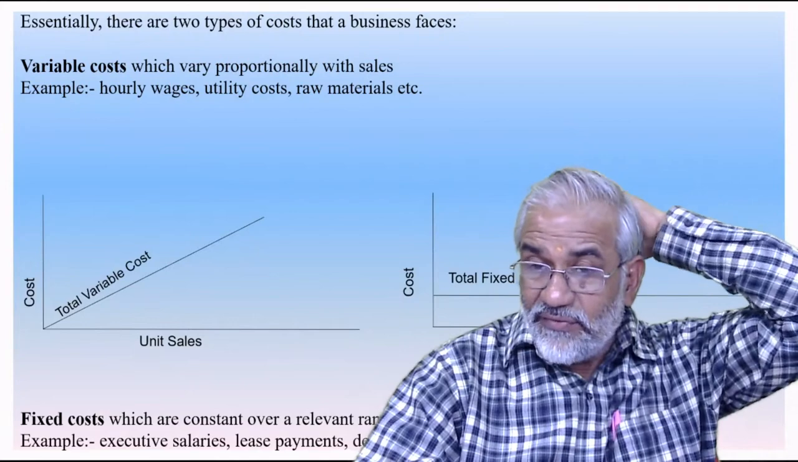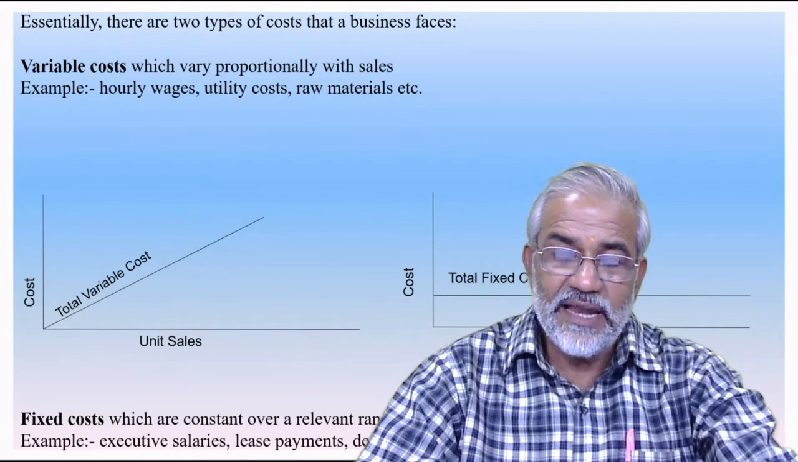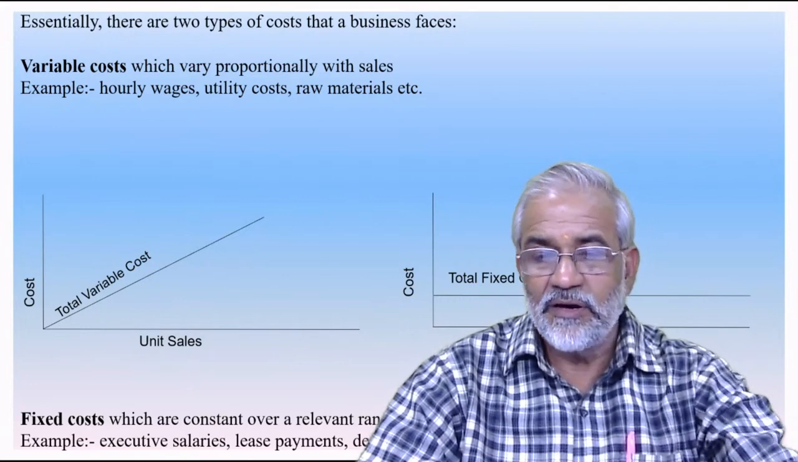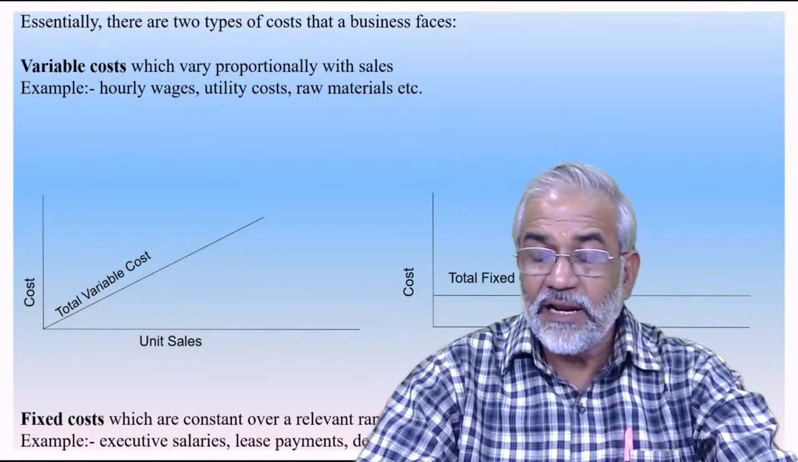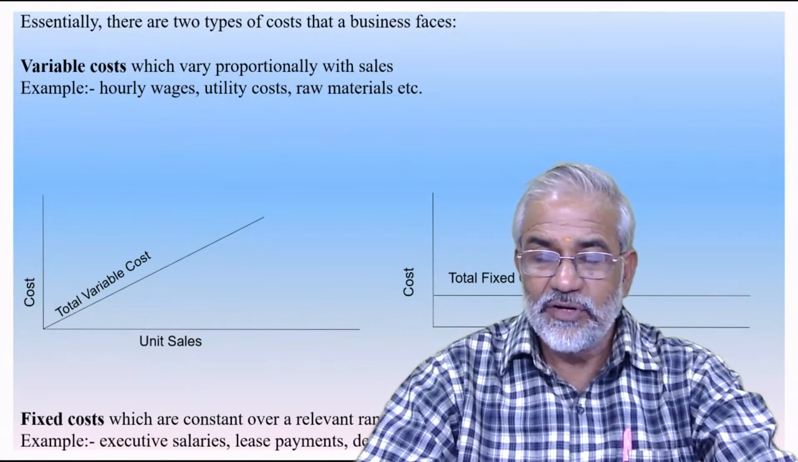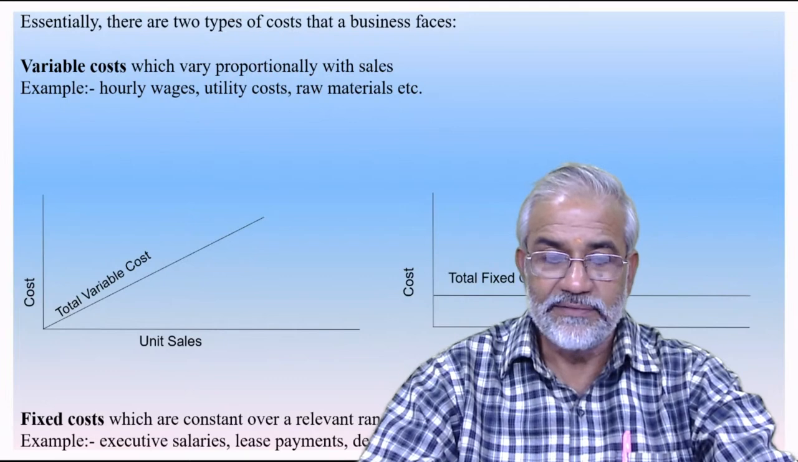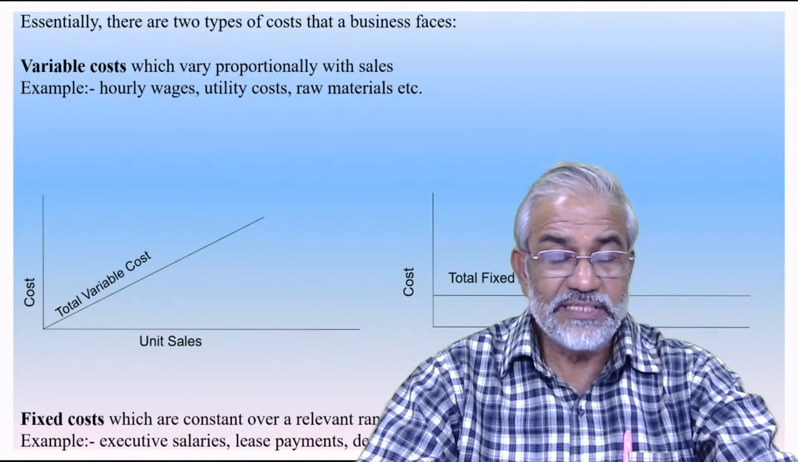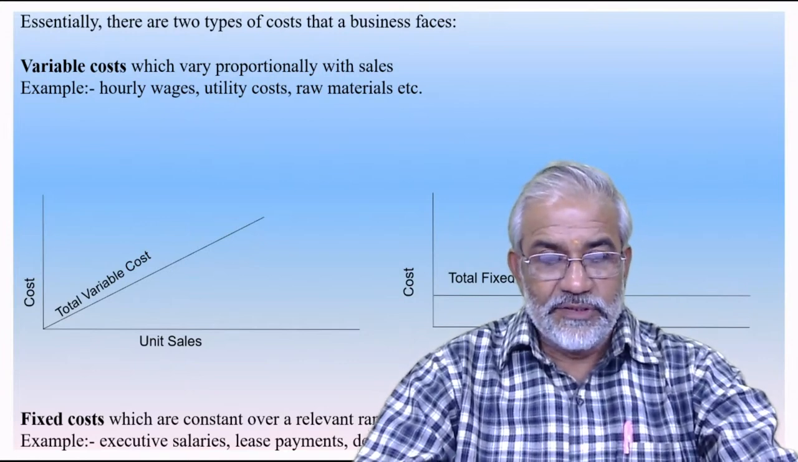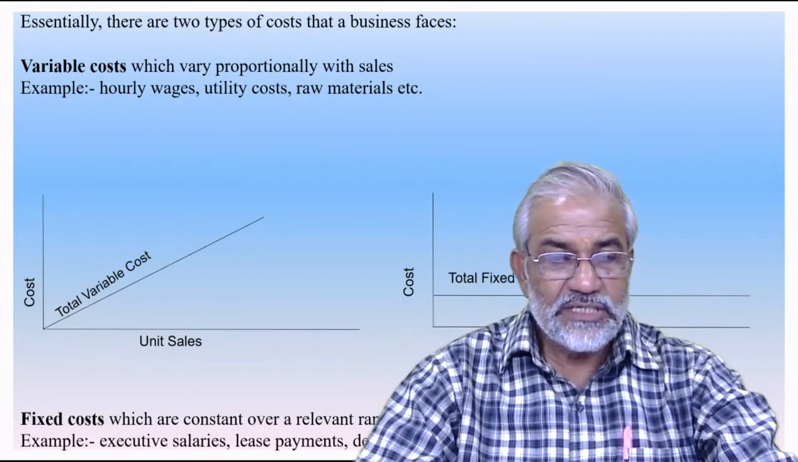Inversely, if we represent the total fixed cost line in a graph, and measure the cost on the y-axis and the unit of sales or unit of production on the x-axis, then the total fixed cost line would be just parallel to the x-axis, because it remains constant with the degrees and volume of production. It has no effect from changes in the degrees and volume of production. This is the diagrammatic representation of the variable cost as well as the fixed cost.